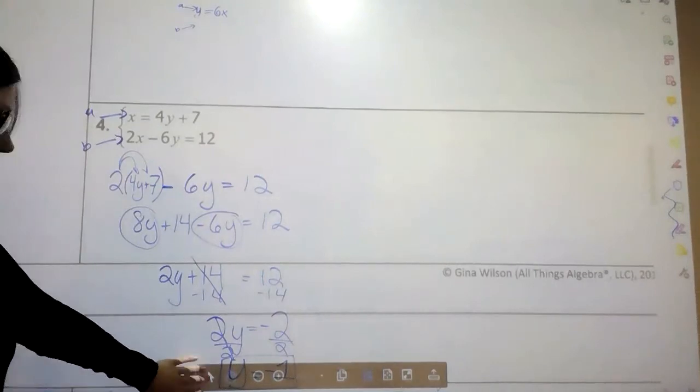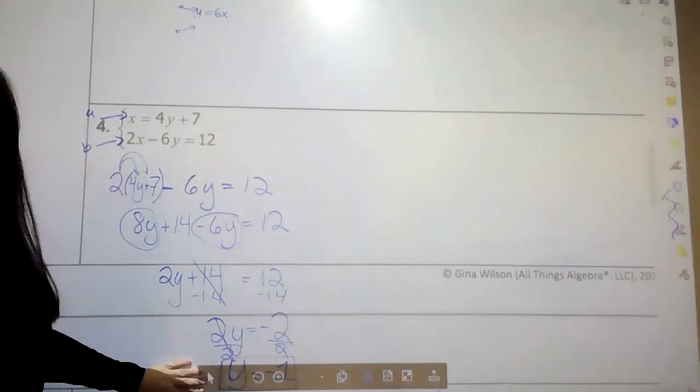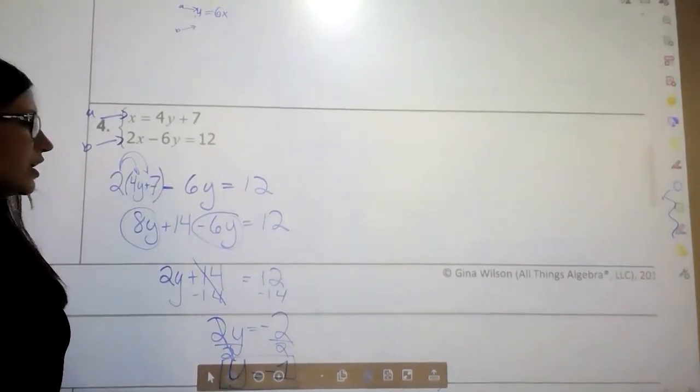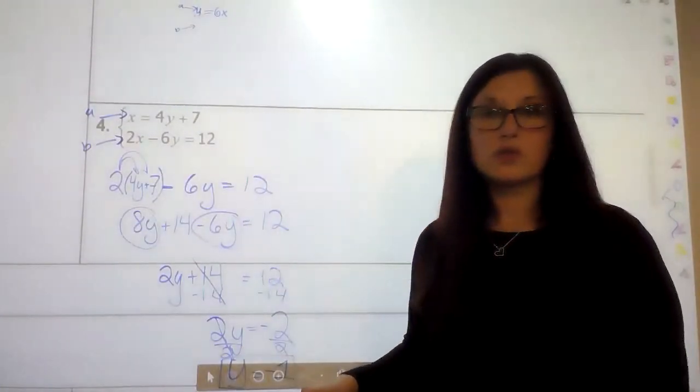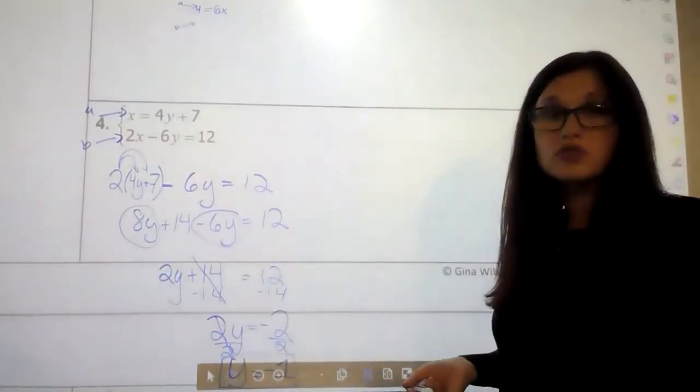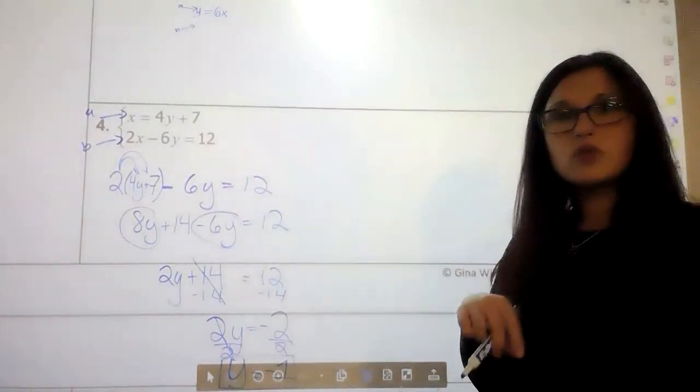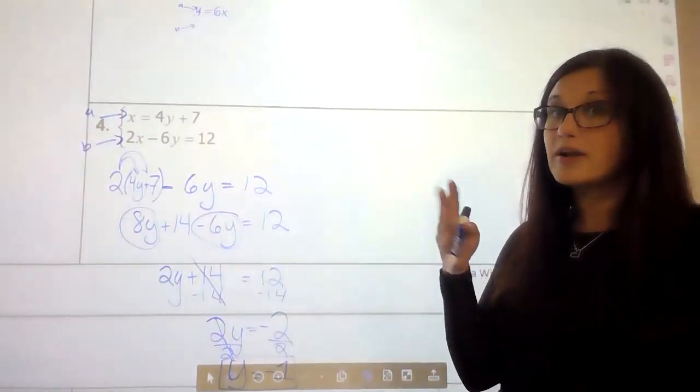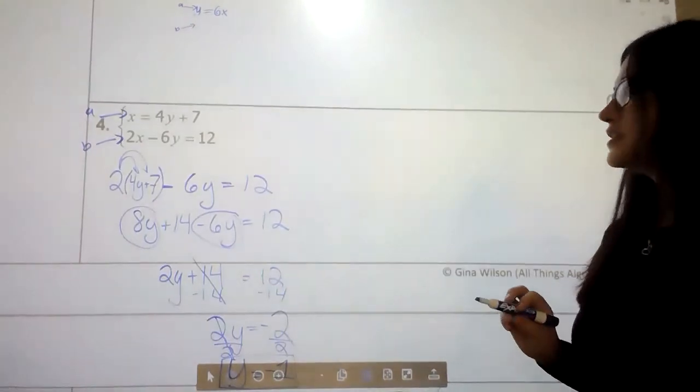I'm sorry about that. Dark down there. All right, so y is equal to negative 1. Am I done? No, we've only figured out half of the solution, right? Because the solution is an ordered pair. An ordered pair, pairs of things have two things. So you got to find the second one.